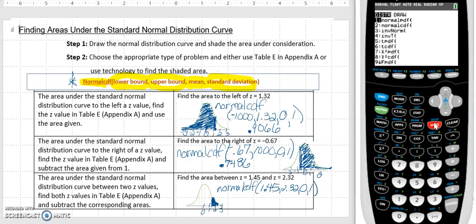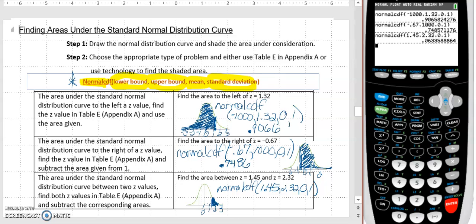Second vars, choice 2, 1.45, and 2.32, using 0 and 1, and enter. And our answer for this one looks like it is 0.0634. I'm having to write on something that I can't even look at. 0.0634 is our solution for that one.